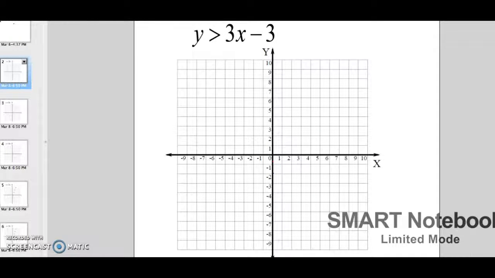So we have y is greater than 3x minus 3. So we need to start at our y-intercept, which is negative 3. So there's negative 3. My slope is 3, so I need to go up 3 to the right 1. Then I'm going to keep doing that until I get to the top. Now I'm going to reverse it and go down 3 from negative 3 and to the left 1, and do that a couple times to finish up the page. Now I'm going to graph it.